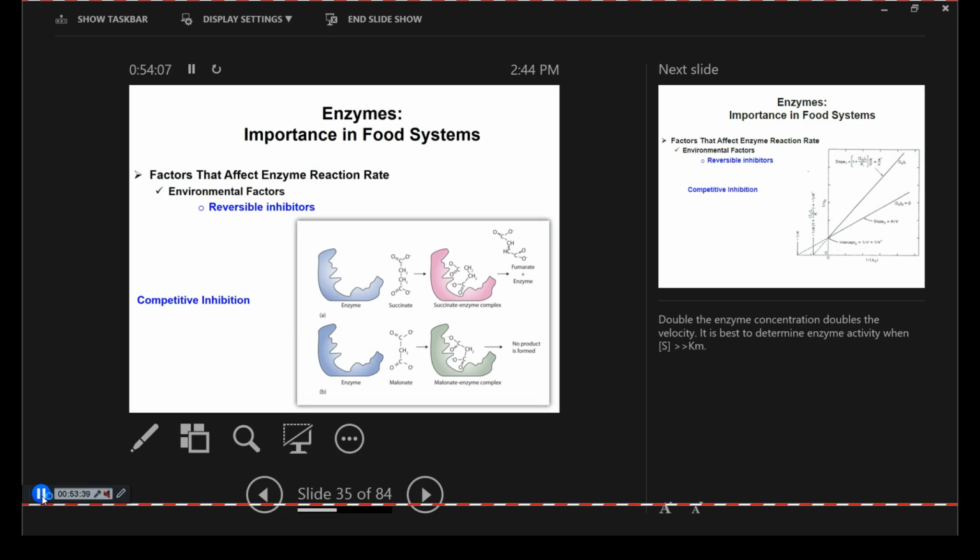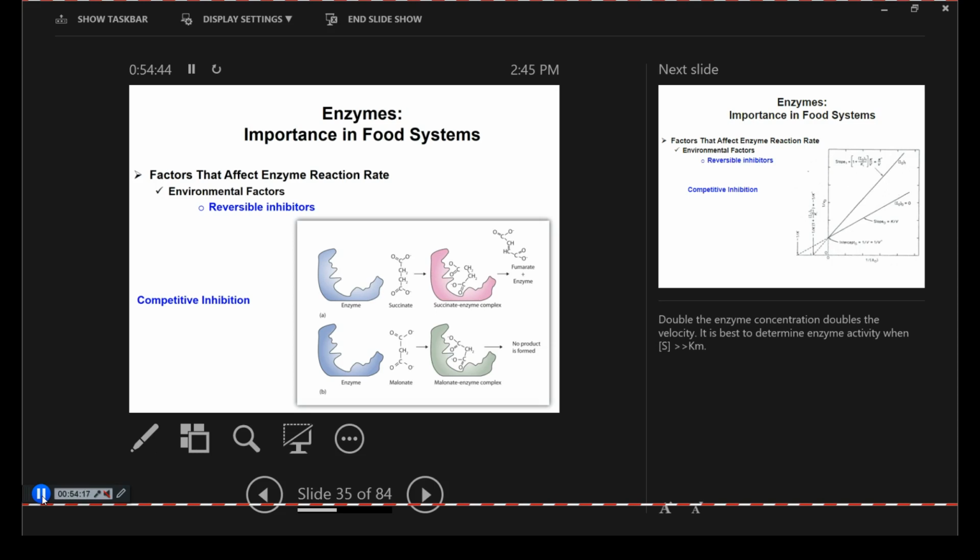So, competitive inhibition. In this case, let's say we have an enzyme specific to succinate, and once the enzyme and substrate bind in a very stereochemical form, you will get the substrate converted to a product, fumarate in this case, and the release of the enzyme. A competitive inhibitor, in this case, is malonate. It has a very similar structure. The only difference is a methyl group is lacking.